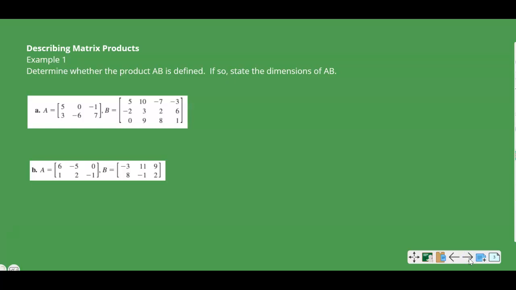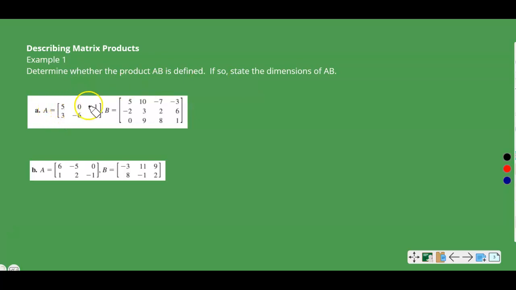All right, describing matrix products. Example 1 says, determine whether the product AB is defined. If so, state the dimensions of AB.